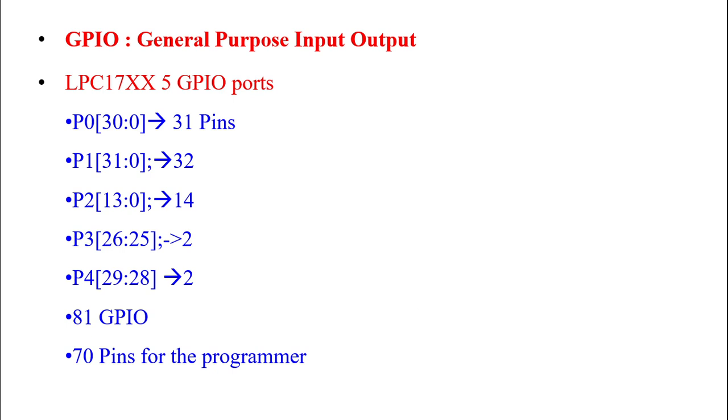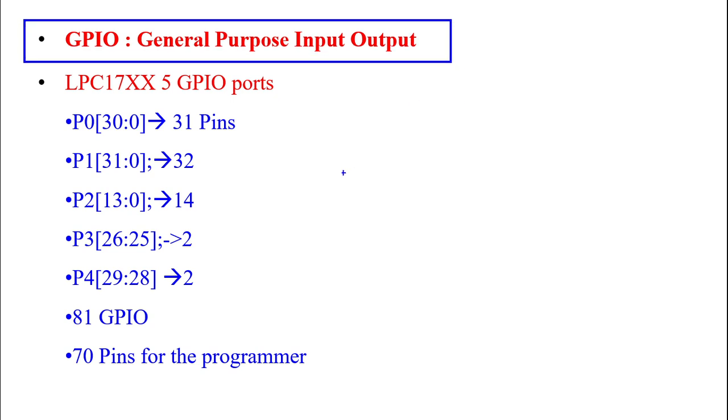This general purpose input output you can use for any general applications such as LCD, LED, motor interface, and all display devices and so on. Many examples we can give. Under this general purpose input output, the LPC1768 microcontroller has this many port pins. You should always remember that GPIO comes with ports.